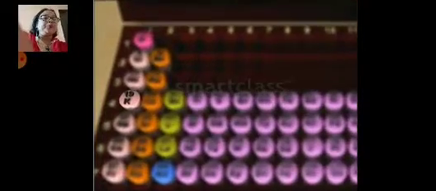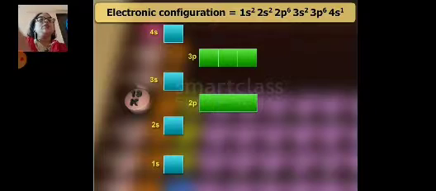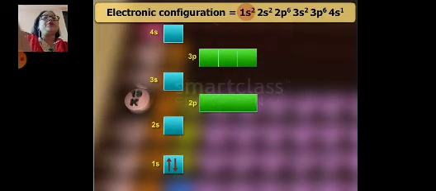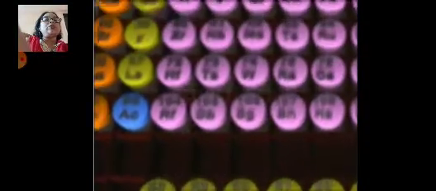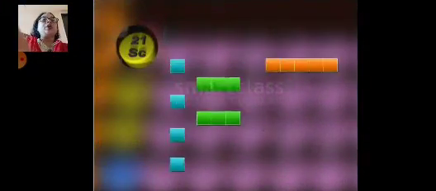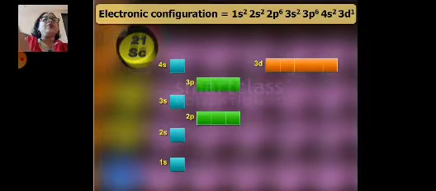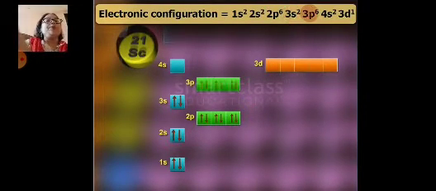Next we will consider the case of potassium with atomic number 19. The electronic configuration of potassium is 1s2, 2s2, 2p6, 3s2, 3p6 and 4s1. Now consider the case of scandium with atomic number 21: 1s2, 2s2, 2p6, 3s2, 3p6, 4s2 and 3d1.